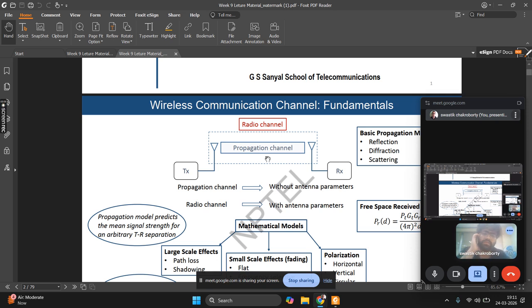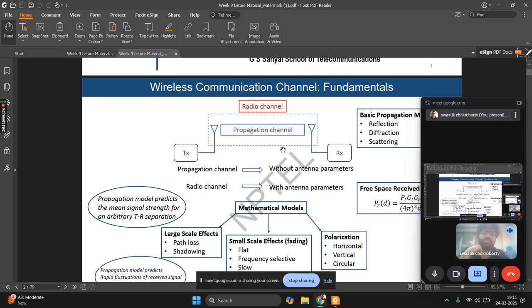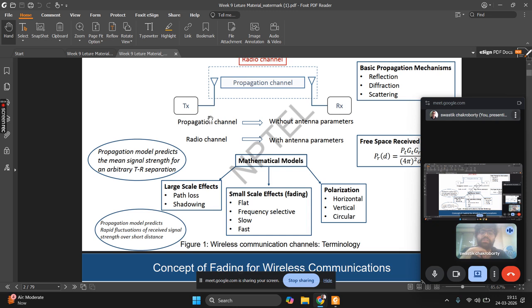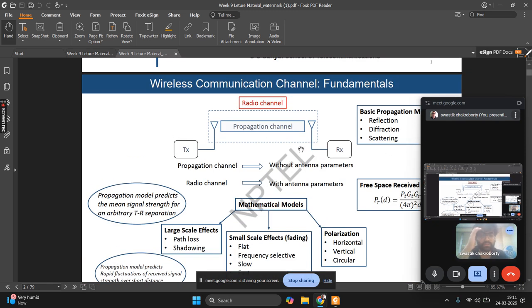So a transmitter, a channel, and a receiver. Propagation channel means, when you consider it from the beam point of view, the beam is emanating from the antenna and it is being received at another antenna. So between that, the beam traveling path, that is the propagation channel. Whereas the radio channel is the propagation channel plus the two antennas. So if you include the antennas, it is the radio channel.